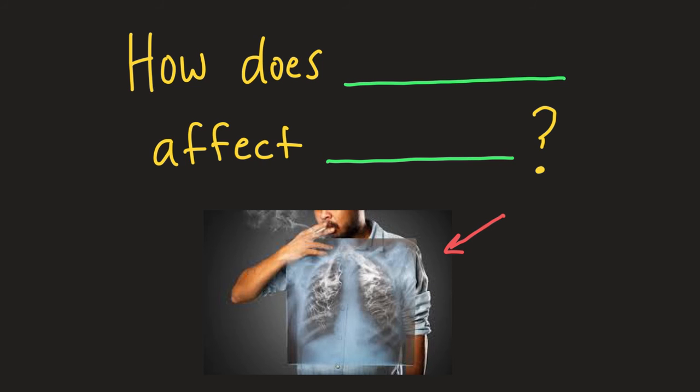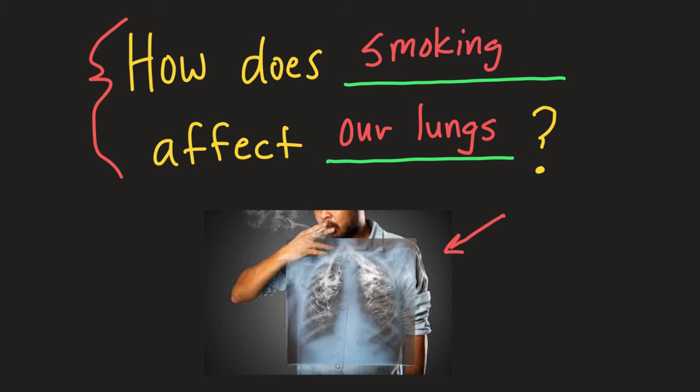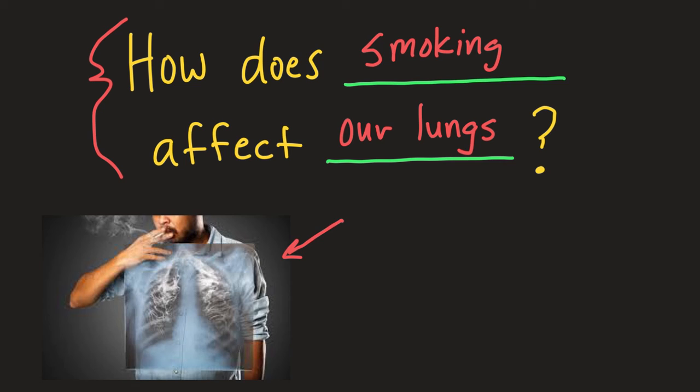Let's go super simple. Let's say, how does smoking affect our lungs? Because when we breathe in air, or in this case, a combination of smoke and air, it's going into our lungs. This would be a decent question because we've used the format that we've learned here. And from here, I can create a hypothesis.